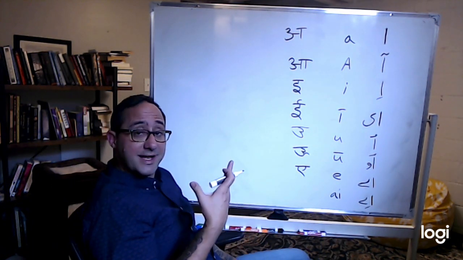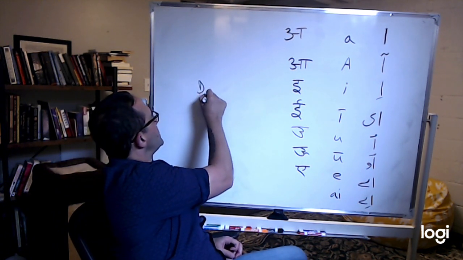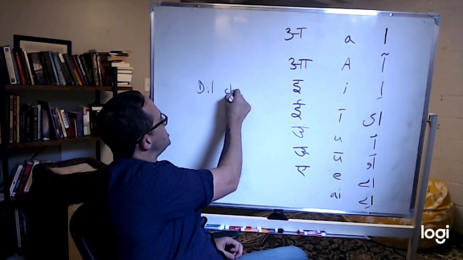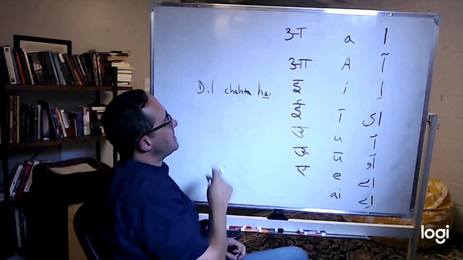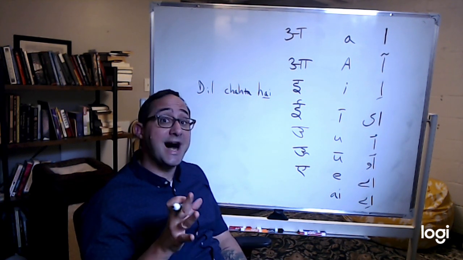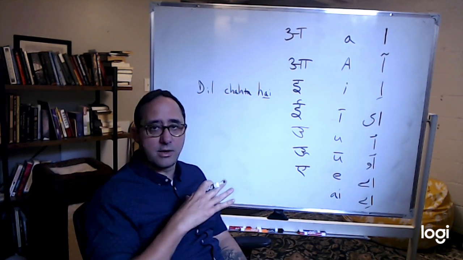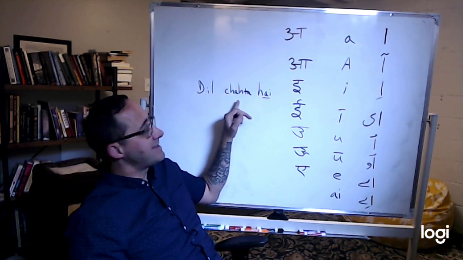That's why when you look at Hindi movies like Dil Chahta Hai, that's how you say it. It's not Hai. In Sanskrit, it's I. But in Hindi, there are no diphthongs. It's Hai. Dil Chahta Hai.